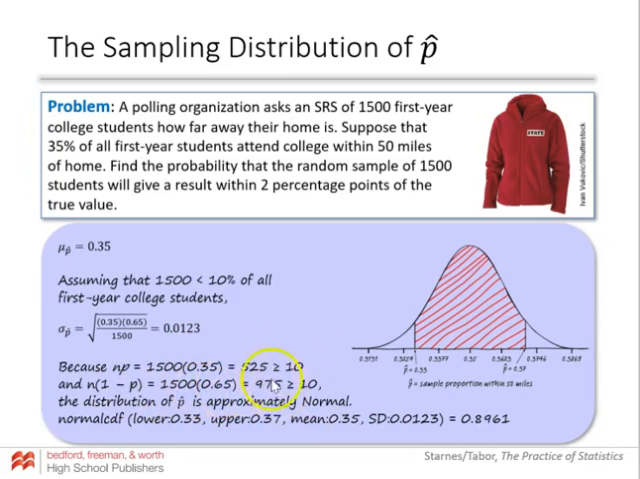Both of these numbers are greater than 10, so we can say it's approximately normal, which means I can use my calculator now. And I want to be within 2 percentage points, so I want to be somewhere between 0.33 and 0.37, because that would give me within 2 percentage points of 35%. The mean we know is 0.35. The standard deviation we calculated, 0.0123. And the result that we would get from that calculator there is 0.8961. All right, and that's all for 7.2.